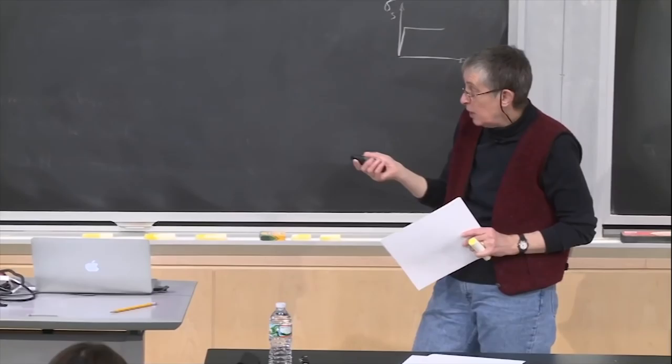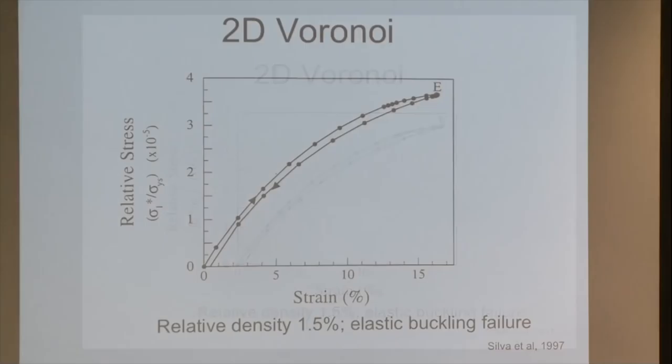So that was the kind of stress strain curve for a relatively dense honeycomb that failed by yielding. And then this is one for a much lower density. This is now 0.015 or 1.5%. And this one fails by elastic buckling. And if we load it up and unload it, we recover most of the deformation.